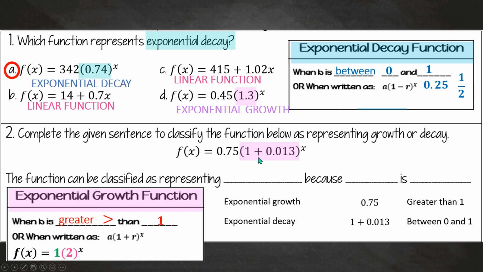And 1 plus 0.03 is greater than 1. So the function can be classified as representing exponential growth because 1 plus 0.013 is greater than 1. So that's how I would fill in that answer from the drop-down menus on the test or in my study guide.